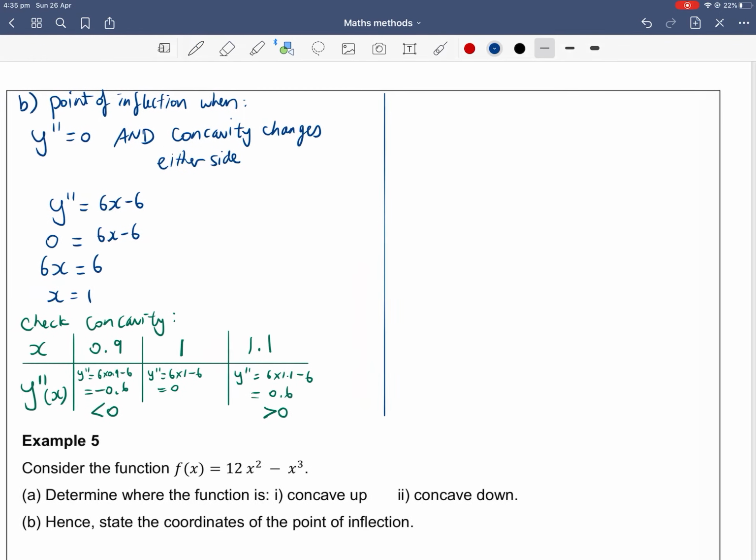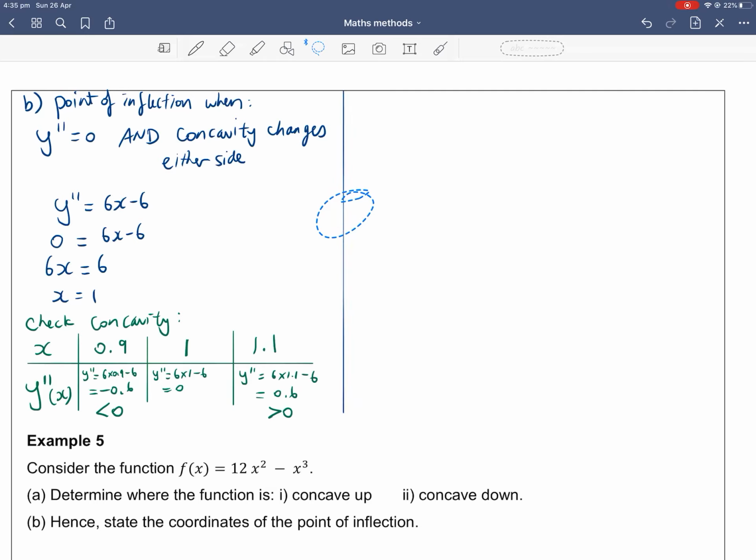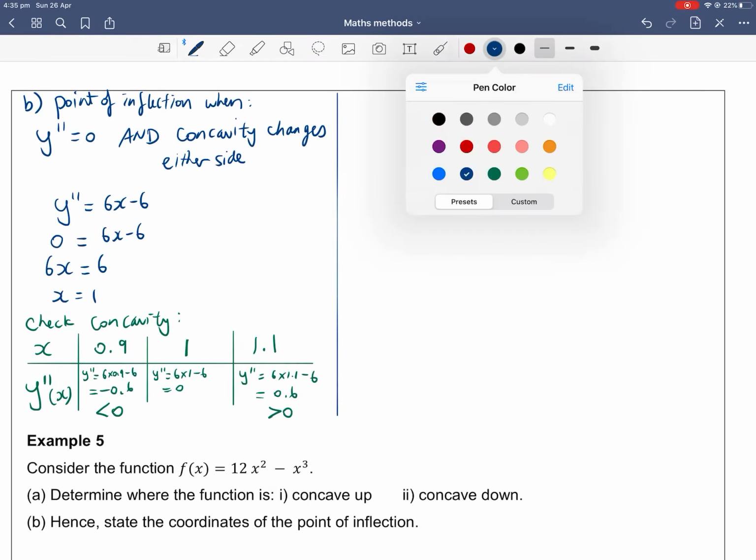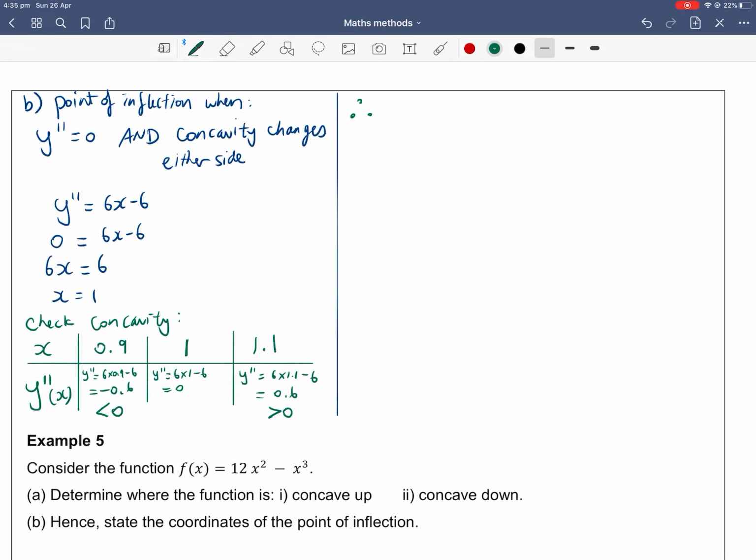So we're going to write that statement down. So let me just draw a line. Okay. So therefore, concavity has changed either side of x equals 1. So that's good because that tells us x equals 1 is the point of inflection, because that's the point when y'' is equal to 0, and that the concavity changes on either side of x equals 1.